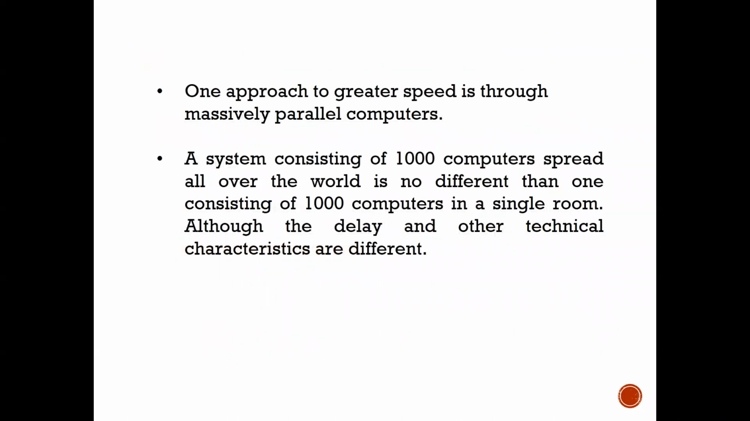One approach to greater speed is through massively parallel computers. A system consisting of 1,000 computers spread all over the world is no different than one consisting of 1,000 computers in a single room, although the delay and other technical characteristics are different.